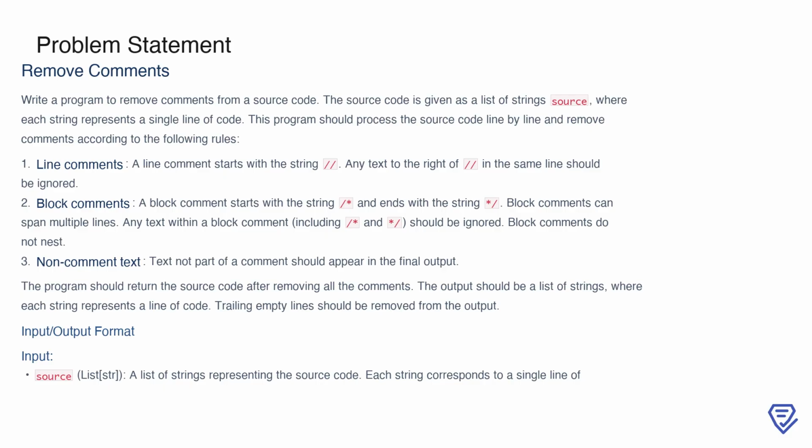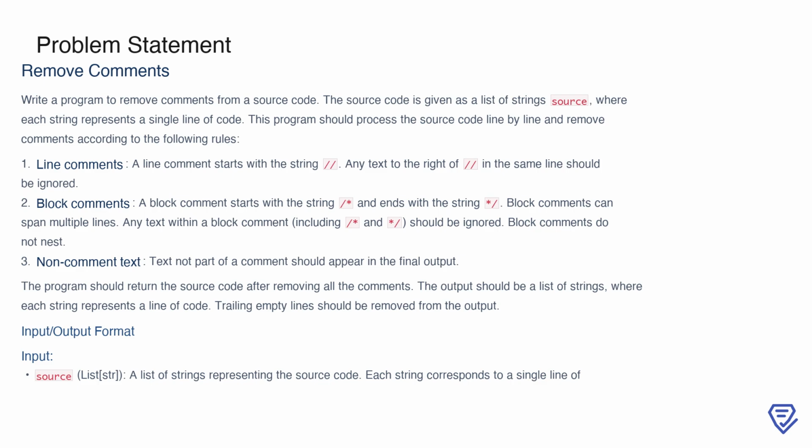Second, we have block comments, which begin with /* and end with */. These comments can span across multiple lines, and all the text within this range, including the /* and */, must be ignored. It's important to note that block comments do not nest. Finally, any text that is not part of a comment should remain in the output.